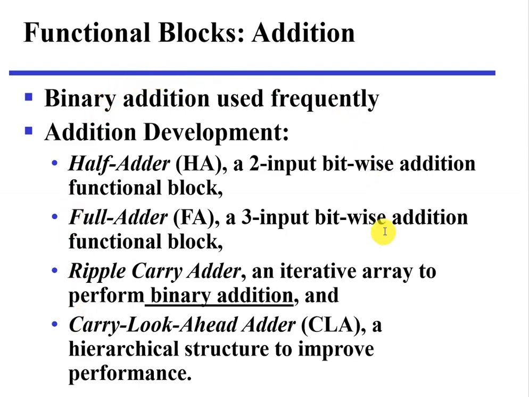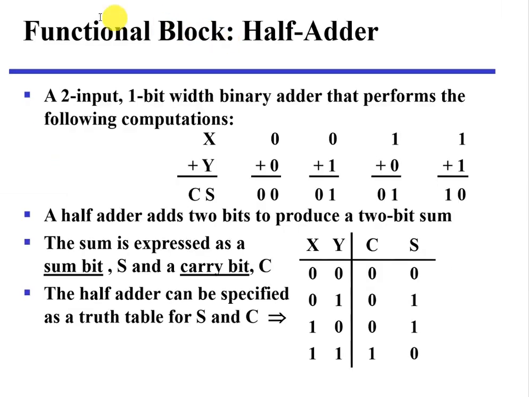Again, due to the repetitive nature of the circuit and the association of a vector index with each of the circuit cells, the overall functional block is called an iterative array. So the first example of this functional block is called a half adder.